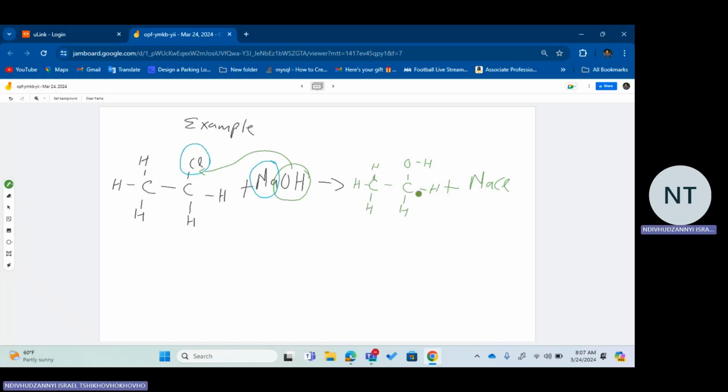We still have the same number of, you can see that the number of molecules remained unchanged, or it's still a saturated compound and we form salt and alcohol. Let's take another example.